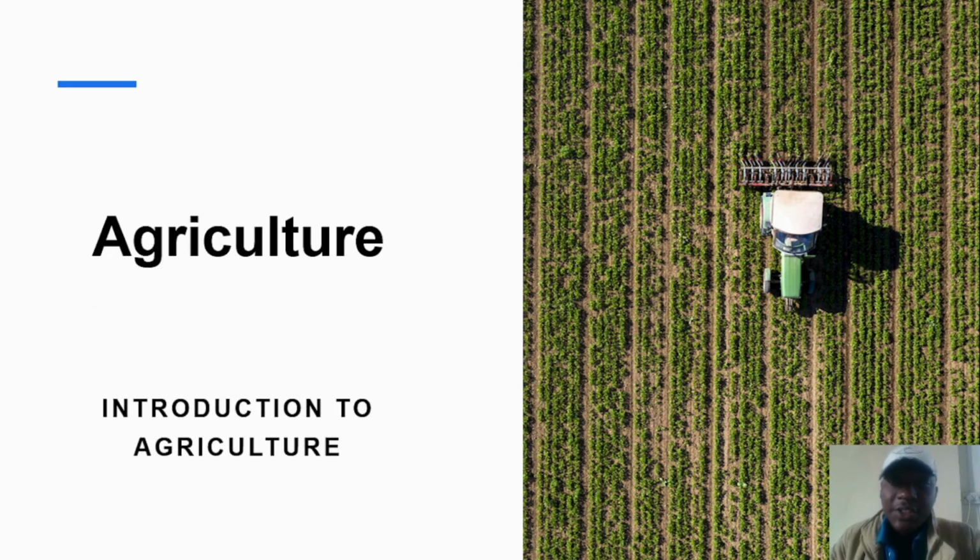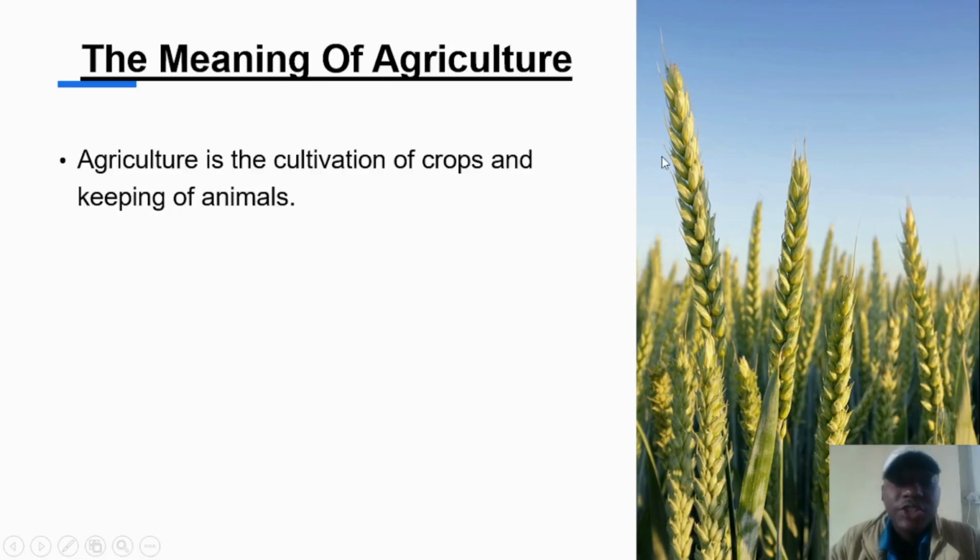So we'll start with the introduction to agriculture. By introduction, we'll talk about the meaning of agriculture. Agriculture is just the cultivation of crops and the keeping of animals. This is the human activity that involves cultivation of various crops for various purposes, and keeping of animals also for various purposes.